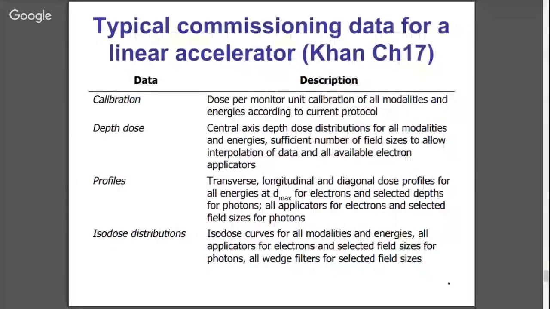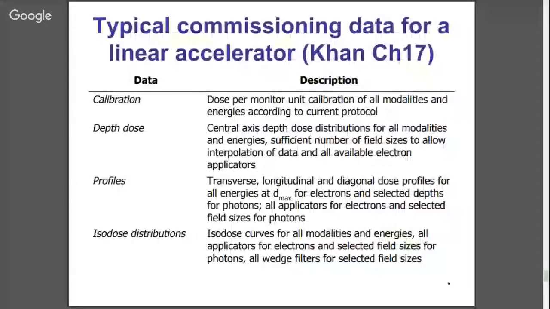So Khan has quite a nice summary of some of the commissioning data, and a lot of these things we will have done during acceptance testing, but this commissioning data forms the benchmark for performance that we're then going to check periodically with our quality assurance program. Okay, so this is the gold standard data that in the future, when we do perform quality assurance measurements, we're going to check that our linear accelerator is still performing to these standards.